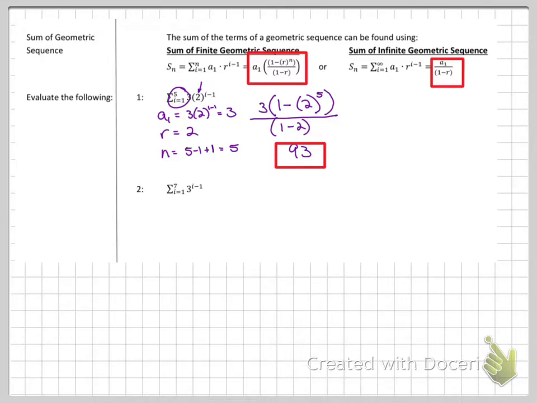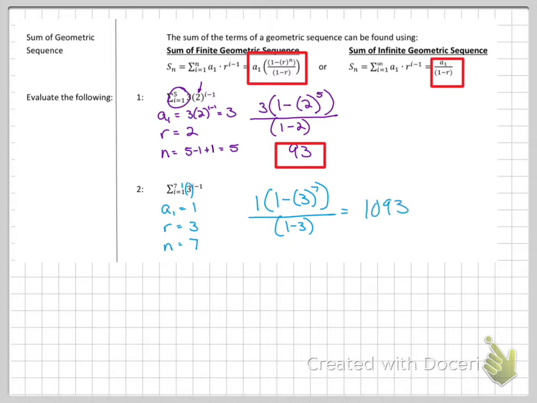Find everything you need. It starts at 1 again, so a1, r, and n, we need to know. So what is a1 going to be? This is the number with the parentheses on it, so the imaginary a1 in front is just 1. r is the 3. And n from 1 to 7 is going to be 7. So 1, I know it's not necessary, times parentheses 1 minus parentheses 3 to the 7 over 1 minus 3. See if you can get the correct number out of your calculator. You should get 1,093.